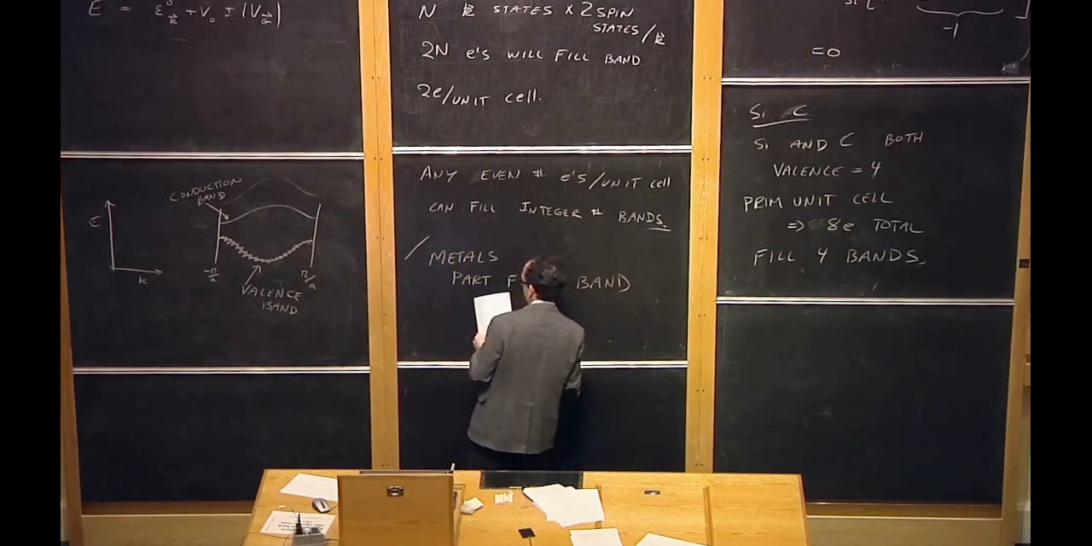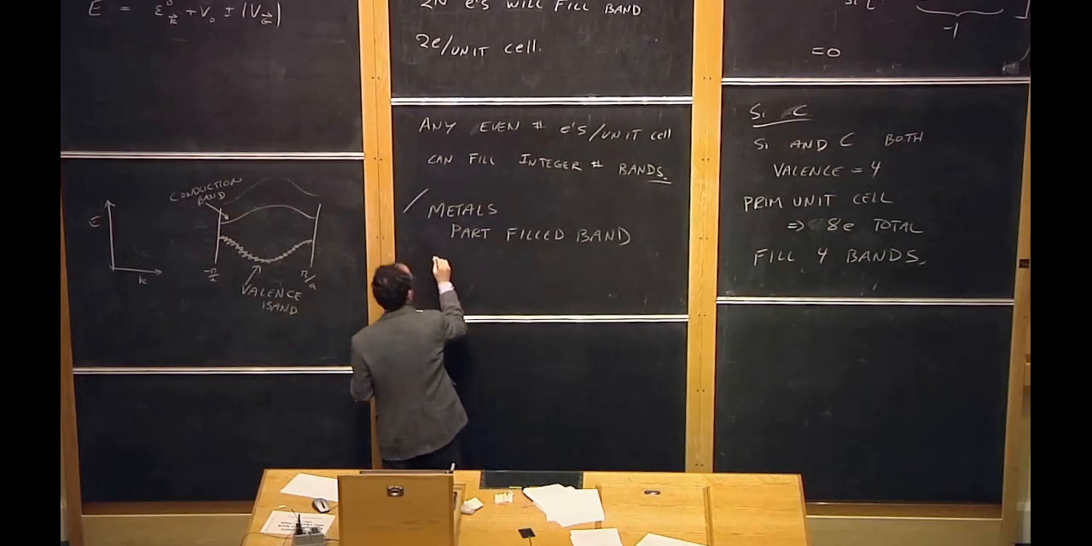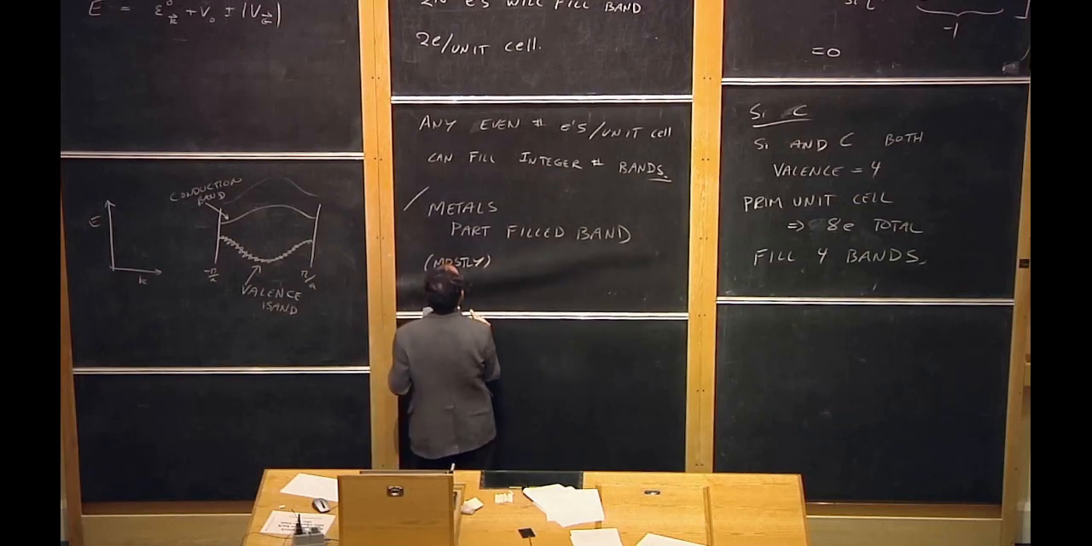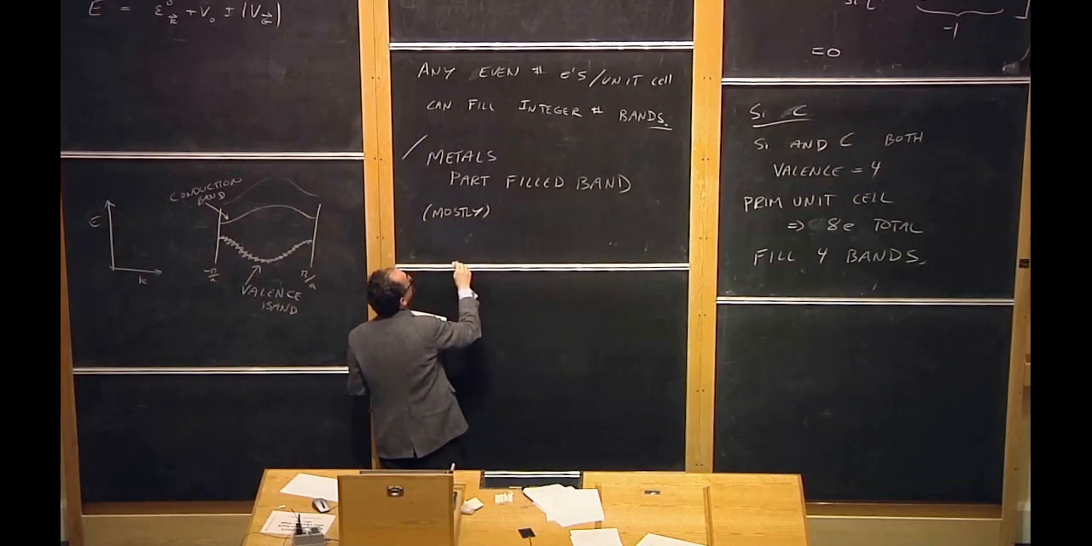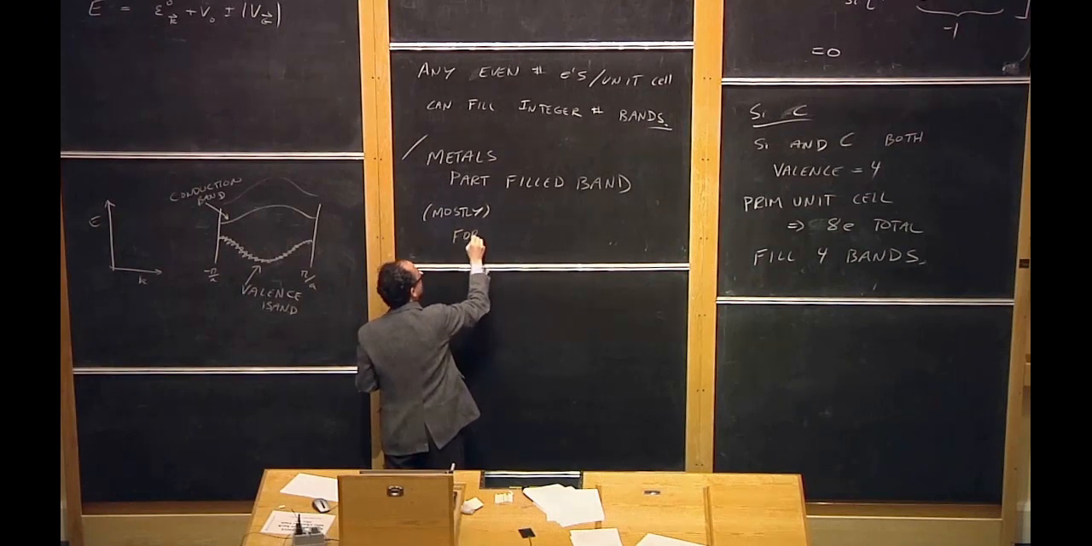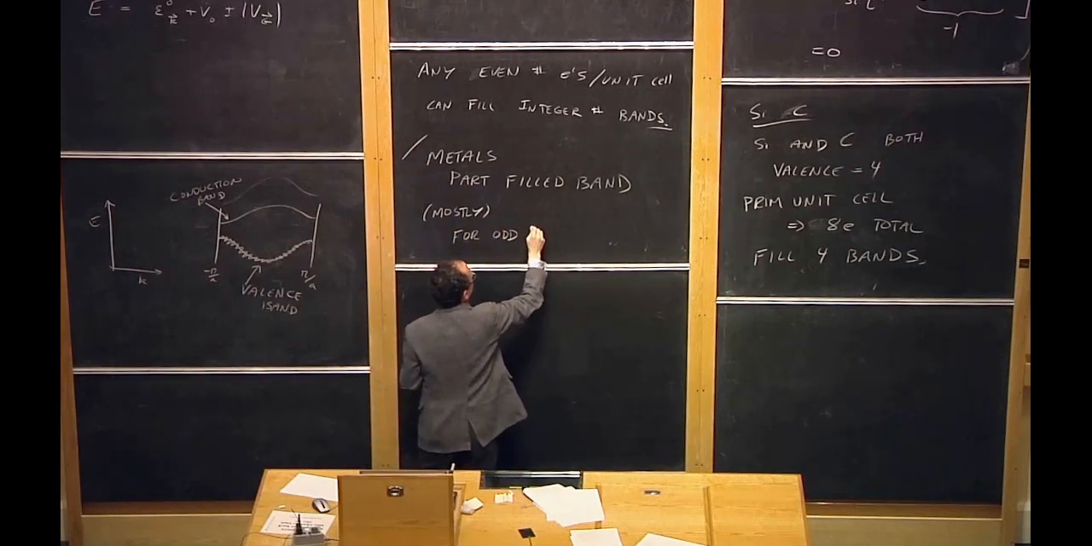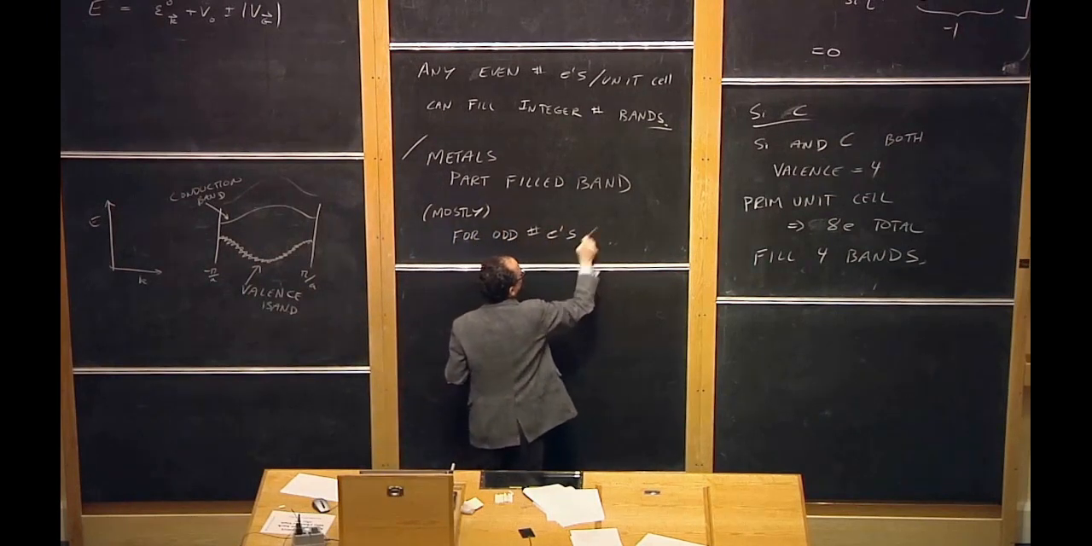Which is almost always true. Mostly true. Either today or next time, we'll discuss why it's only mostly true. Mostly true for an odd number of electrons per unit cell.